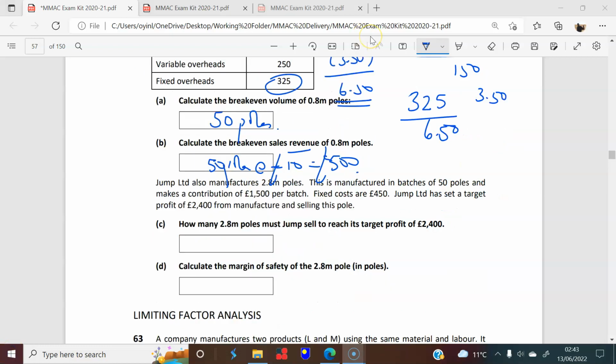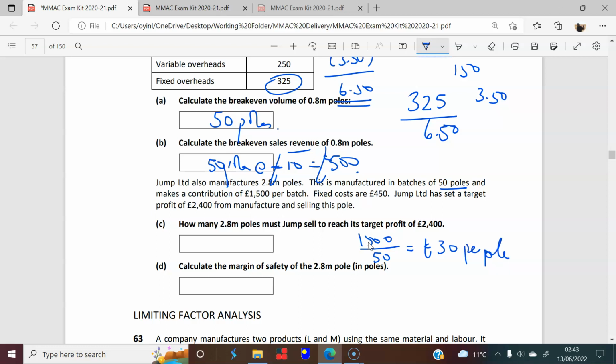Okay, right. What's interesting with this question is that it's telling us that we also manufacture these 2.8 meter poles. We manufacture these in batches of 50 poles, and we make a contribution of 1,500 per batch. So you can find the contribution per pole: if you're making £1,500 per batch, and in a batch you have 50 poles, your contribution per pole is 1,500 divided by 50, which is equal to 30. So you're making £30 per pole.